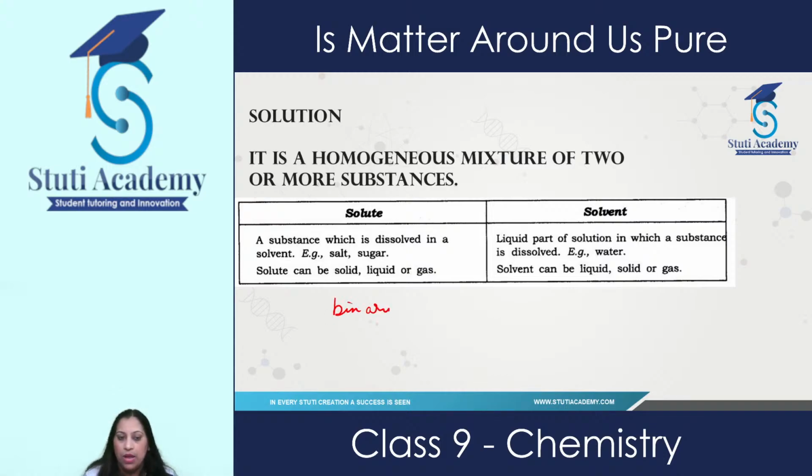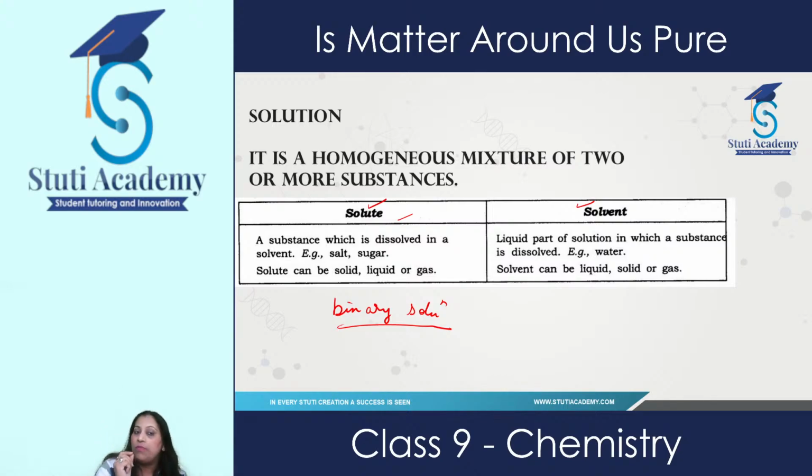Binary solution means it has 2 components. 2 things are present in a solution, and these 2 components are solute and solvent. So why is a solution known as a binary solution? Due to the presence of 2 components in it, that is solute and solvent. And what are the characteristics of a solution? As I told you, a solution is a homogeneous mixture, and it is composed of 2 components, solute and solvent.